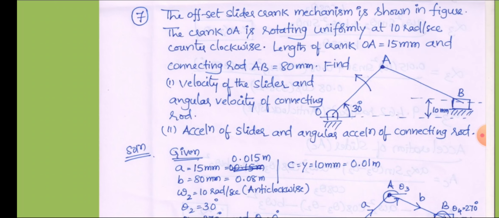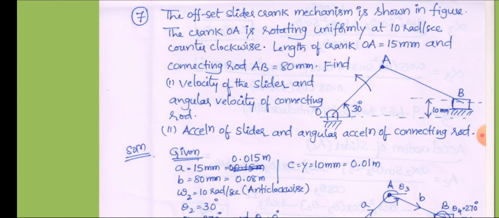If I look at the unit, it is an angular velocity, not speed. So 10 radians per second is omega 2 and it is counterclockwise, means anti-clockwise. Then length of crank OA, that is small a according to our notation, which is equal to 15 mm. If I divide with 1000, it will be 0.015 meters.